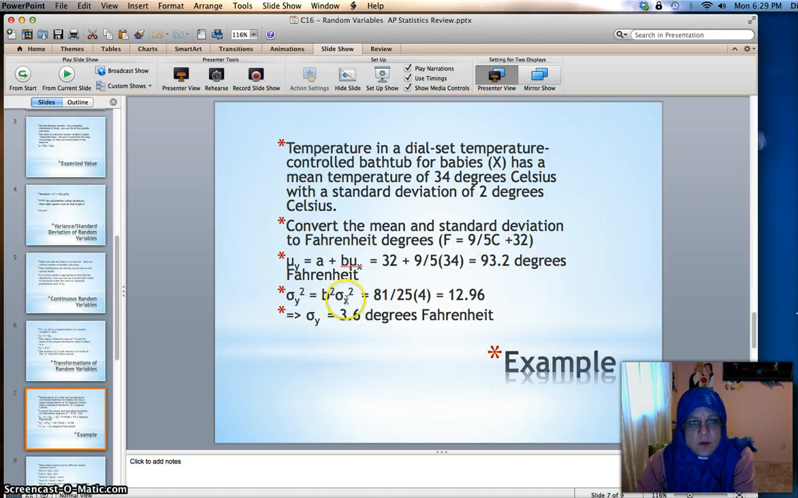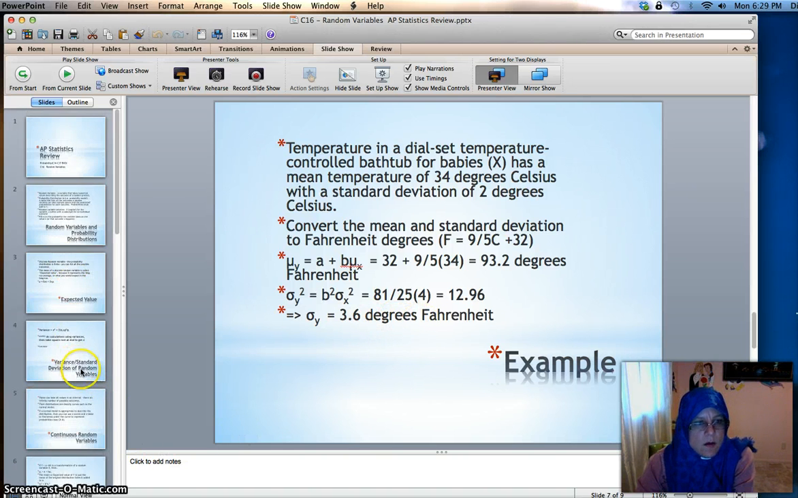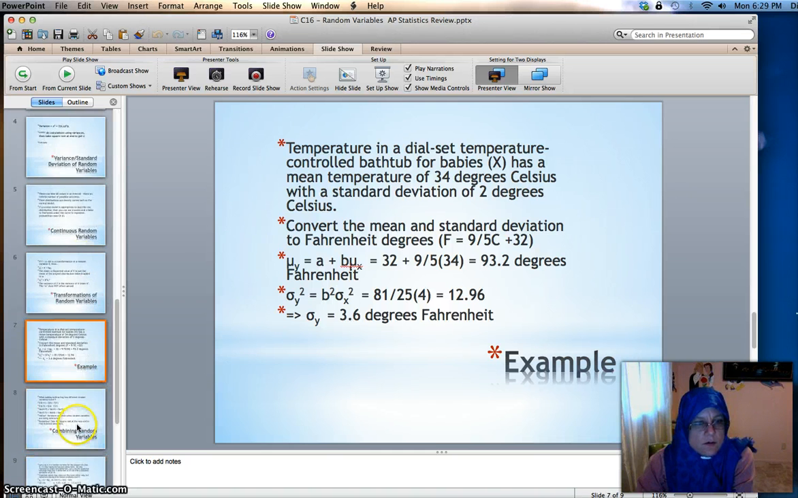Now to calculate the spread, we use the spread formula. That would be b squared, which is 9/5 squared, right? So that would be 81/25 times the standard deviation squared. That would be 2 squared, or 4. So that's 12.96. Take the square root of that, and we get a standard deviation of 3.6 degrees Fahrenheit. Okay? All right, moving on to the next slide.